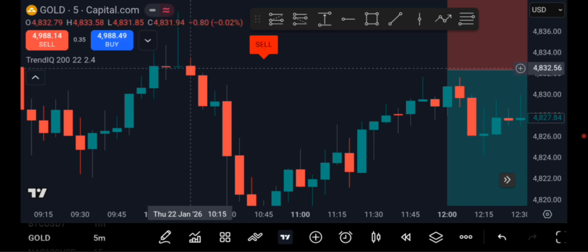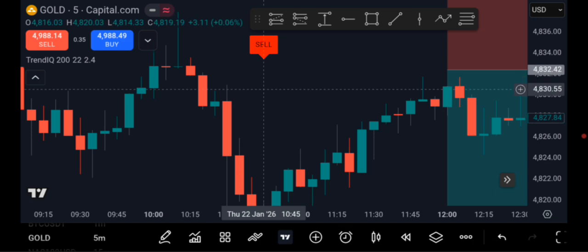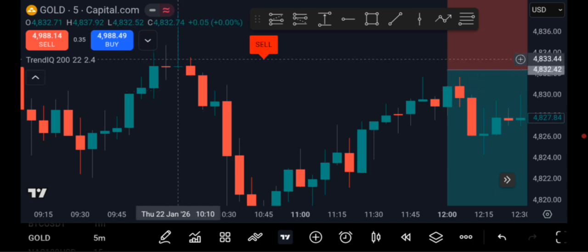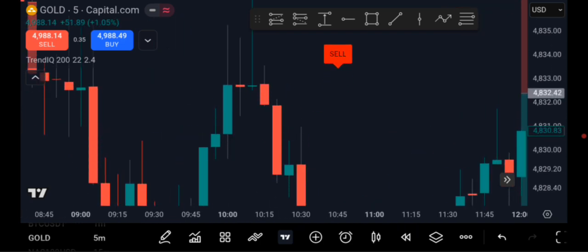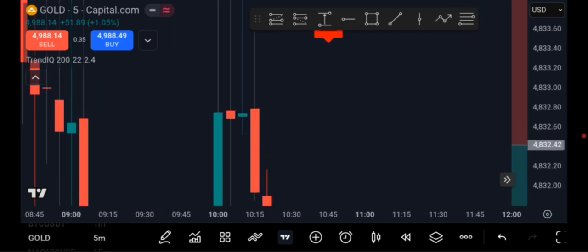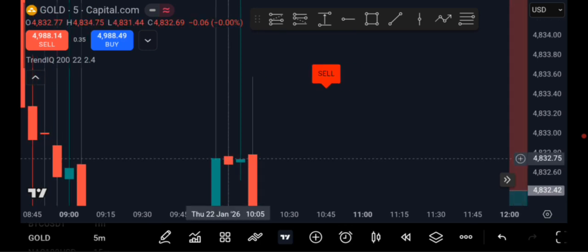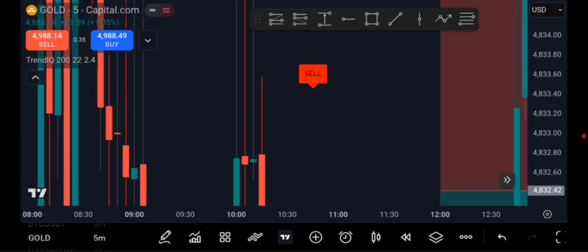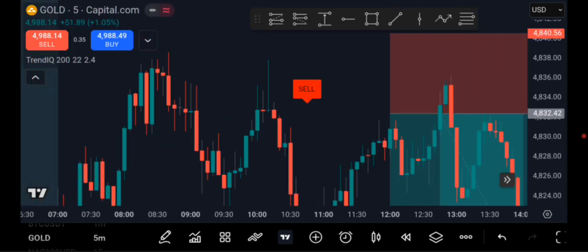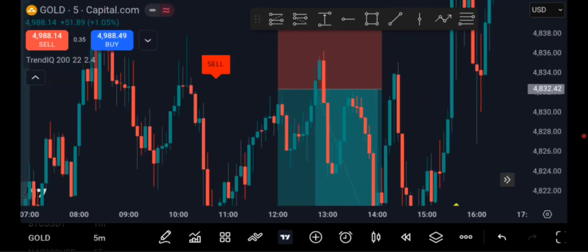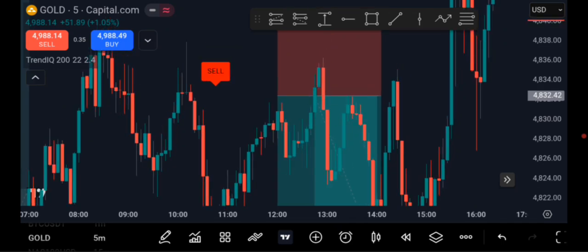So I put my entry on this very weak candle here, on the wick of this candle. This is, I think, a reverse doji or something. That's the name of this kind of candle. So I put my entry just about this area here. This is the entry, and you can see that gold actually came to my entry.